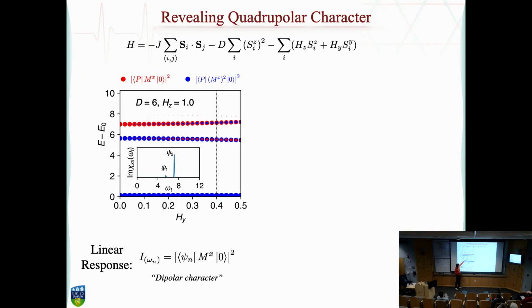So here, this is a very small dipolar character. This is a very large dipolar character. And so now, does this have a small dipolar? So then you could ask, okay, are these dipolar excitations or quadrupolar excitations?